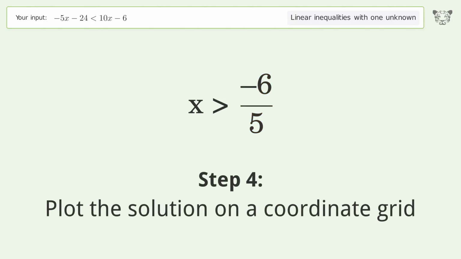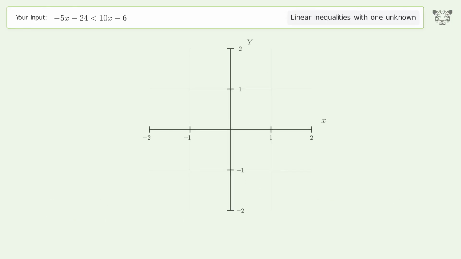Plot the solution on a coordinate grid. And so the final result is x greater than -6/5 greater than -11/5.